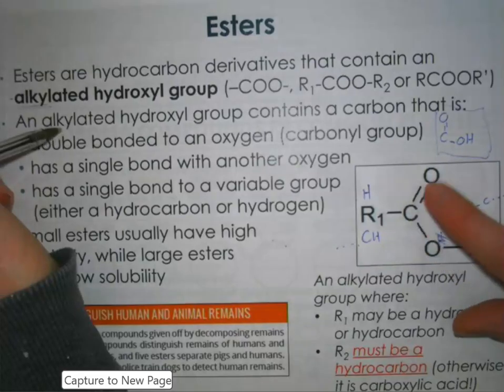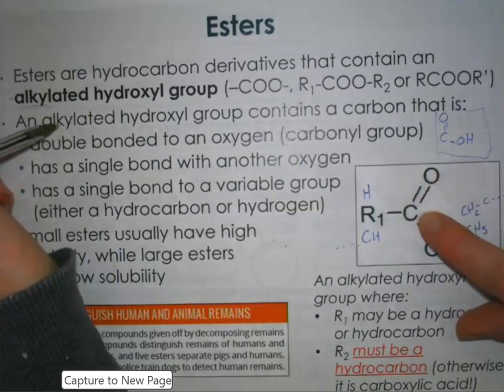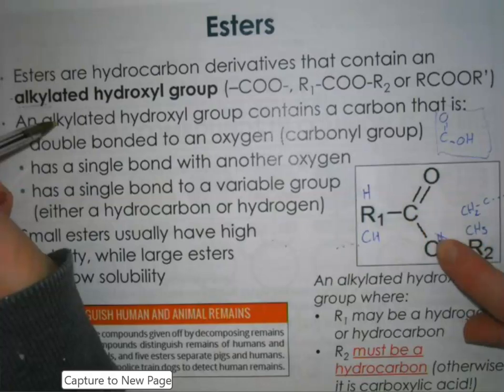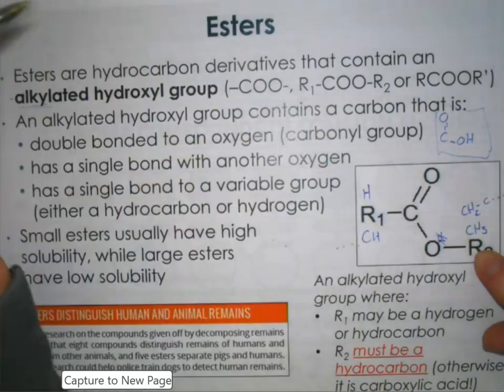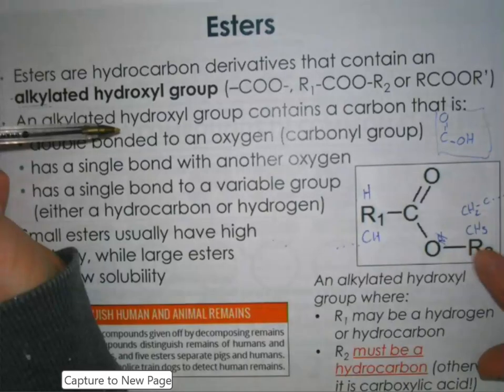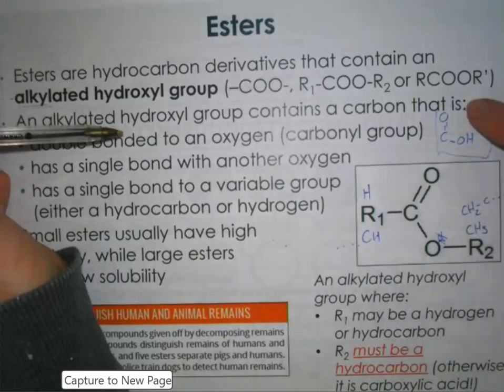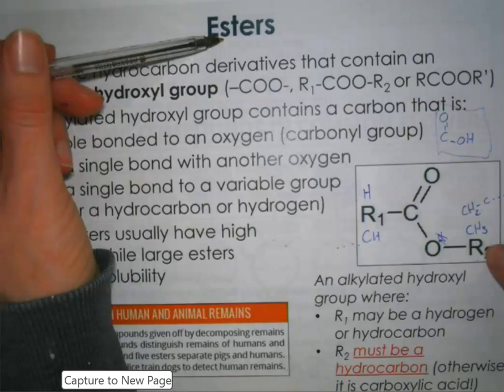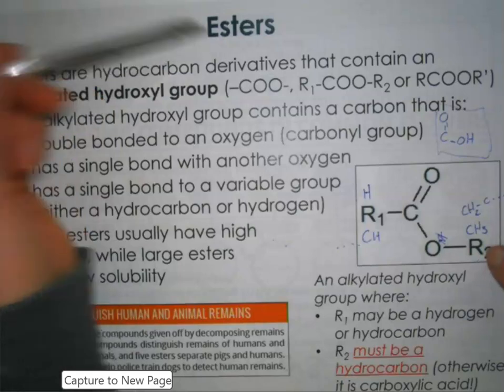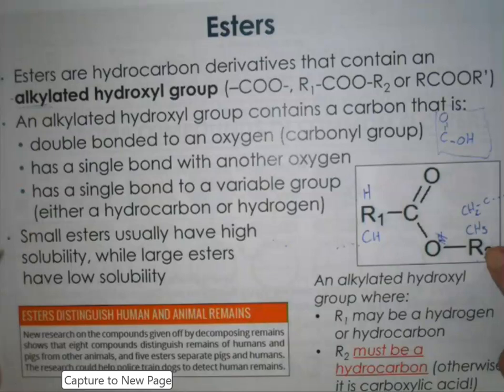But when we go off of, we have the double bonded oxygen, and then we also have off the same carbon a single bonded oxygen, and off of that oxygen you have to have a carbon group. Okay, and the reason for that is because if we had a hydrogen here, this whole group just becomes a carboxylic acid, right? This becomes a carboxyl group. So in order for it to be an ester, this component of the group has to be at least one carbon or more. Okay. In terms of physical properties, small esters usually have high solubility.